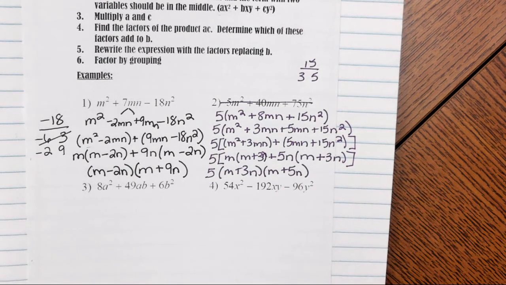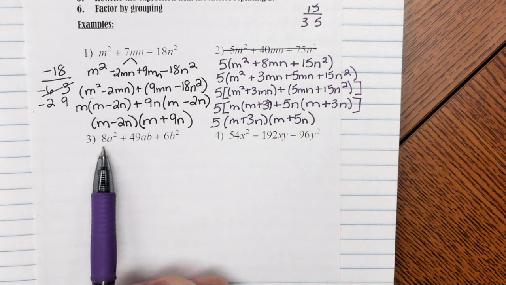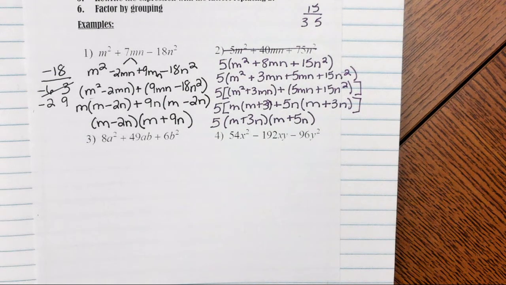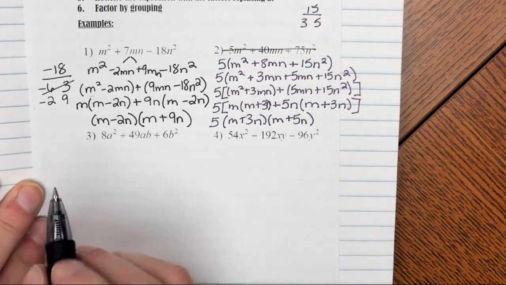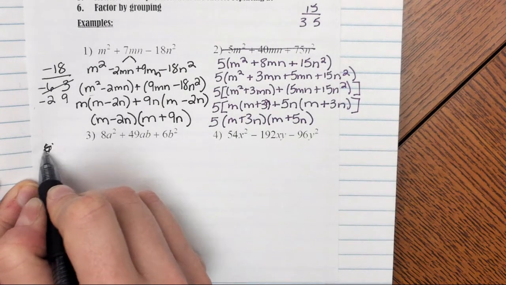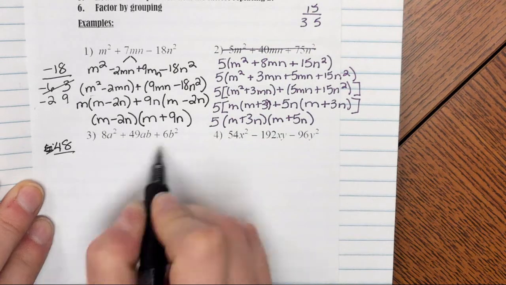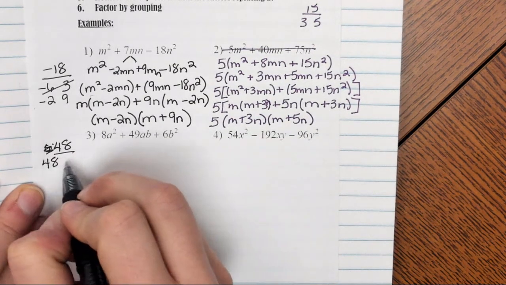All right, example 3. No GCF in example 3. However, I have a leading coefficient other than just a 1. So the first thing I'm going to do is multiply a and c. So I have 8 times 6. 6 times 8 is 48. So I need factors of 48 that add up to be 49. And those two factors are going to be 48 and 1.